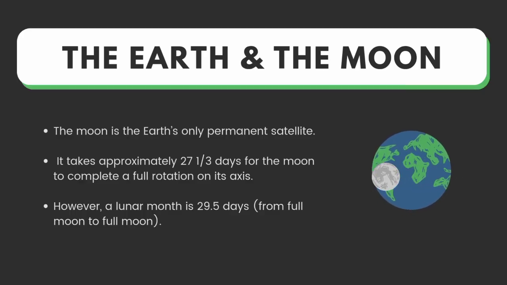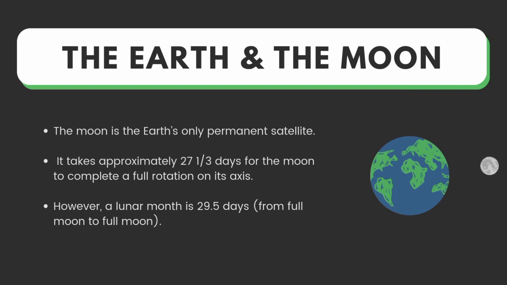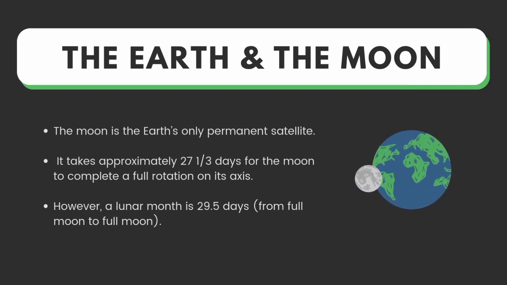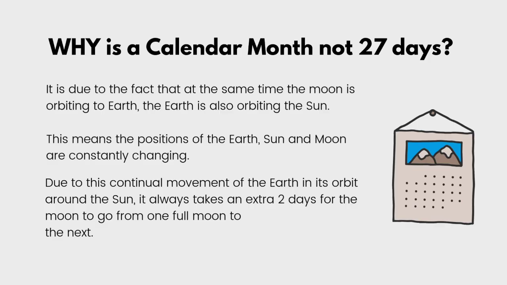The Earth and the Moon. There are 3 points. The Moon is the Earth's only permanent satellite. It takes approximately 27 days for the Moon to complete a full rotation on its axis. However, a lunar month is 29.5 days from full moon to full moon. Well, this is very interesting. Why is a lunar month not 27 days?